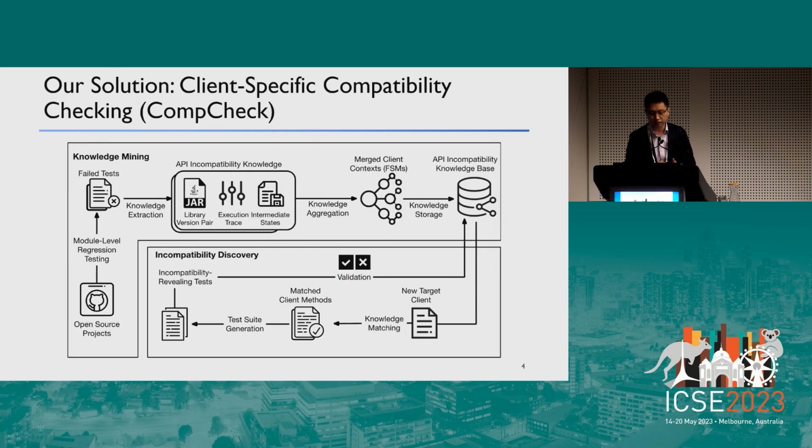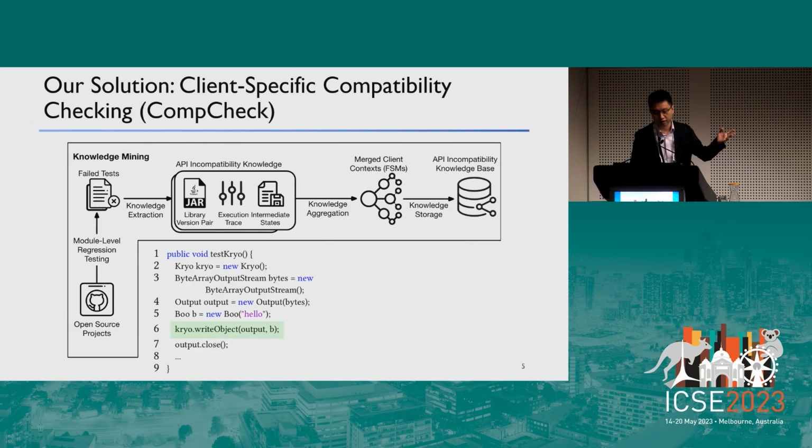So our proposed solution to this is called CompCheck, client-specific compatibility checking. There are two main components of this, knowledge mining and incompatibility discovery. In knowledge mining, we try to build up a knowledge base of previously discovered incompatibility issues, namely a client test that passes before the library upgrade and fails after.